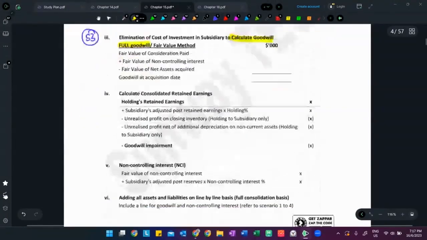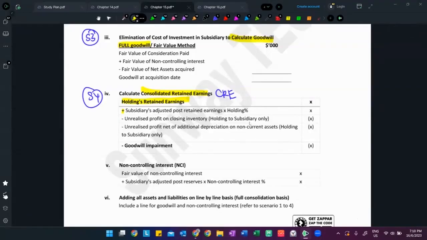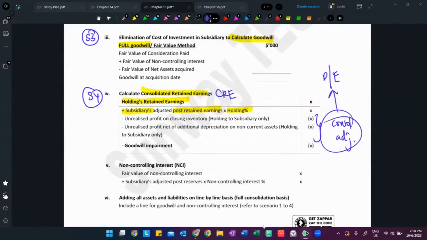Step 4 is to calculate consolidated retained earnings, which is CRE. The basic formula is holding's retained earnings plus subsidiary's post retained earnings times holding's percentage. The rest of what you see here are all the consolidation adjustments. You can learn them through double entry, and if the double entry is affecting CRE, then you just need to adjust it in step 4. One of the examples we have covered earlier.